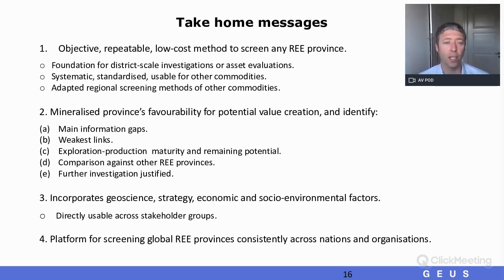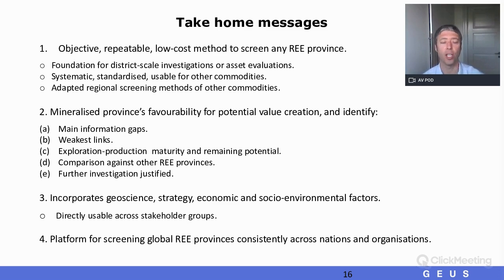Take-home messages. We have created an objective, repeatable, low-cost method to screen any rare earth element province. It's a foundation for district-scale investigations or asset evaluations. It is systematic and it's standardized and it's usable for other commodities. It's been adapted from best practices of other commodities. A mineralized province needs to be understood in terms of how favorable it is for potential value creation, not just the prospect scale. We want to identify information gaps, the weakest links, how much exploration production history has occurred over a region, how that compares with other rare earth element provinces, and therefore what further investigations are justified. Our workflow will show that.